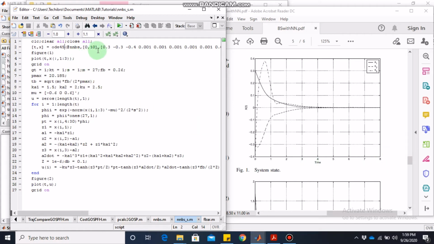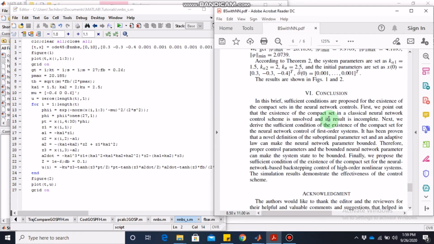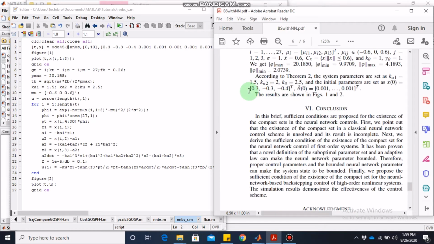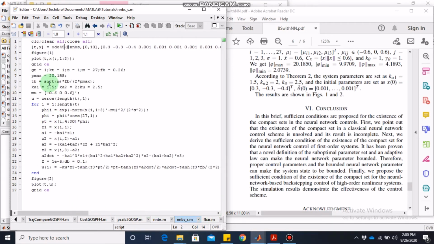And then the initial conditions are also given in the paper. So if I look here, initial conditions for the three states are 0.3, minus 0.3 and minus 0.4, which I have copied here, and initial condition for all the 27 coefficients of neural networks is 0.001, which I have written 27 times. Here you can see that it's written 27 times, and once I calculate the time and the state trajectories, then I can plot them.